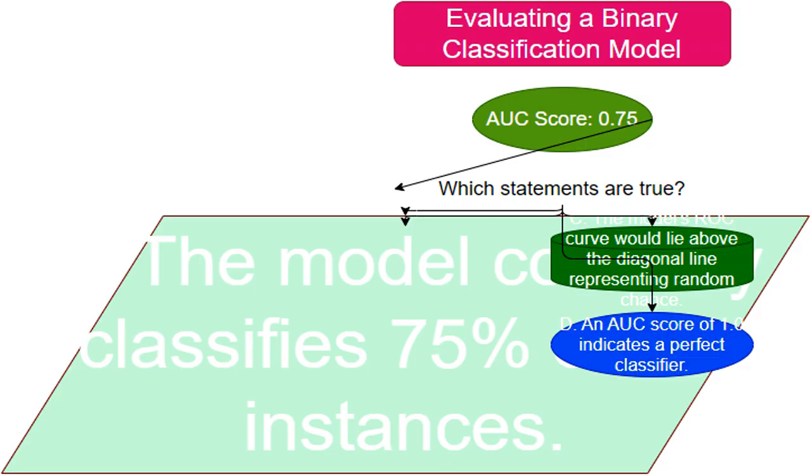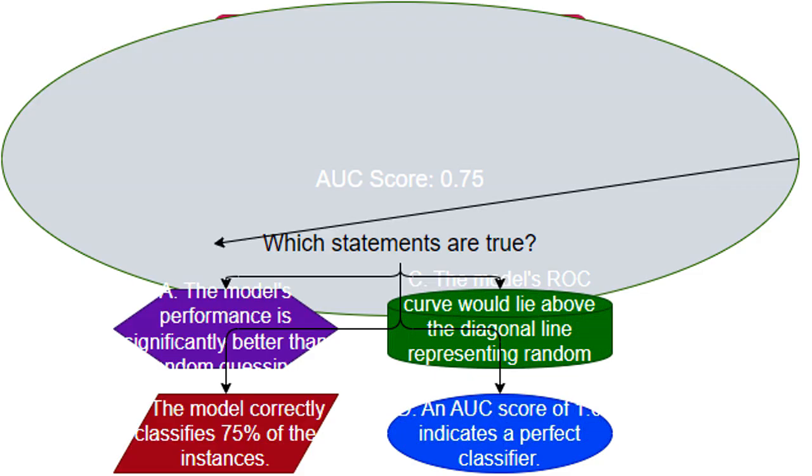Nope. The AUC score isn't about the percentage of correct classifications. That's accuracy. The AUC score tells us how good the model is at distinguishing between the two groups. This is our result from using the area under the receiver operating characteristic curve, AUC ROC, calculation. It's a number between 0 and 1, indicating how well our model separates two groups. A score of 0.75 is better than random guessing, 0.5, but not perfect, 1.0.